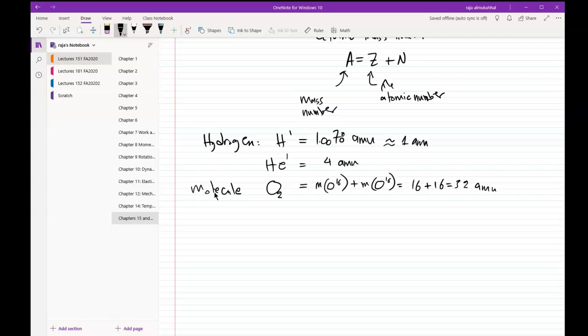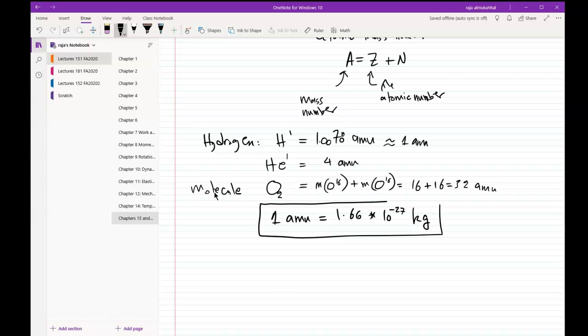1 AMU, just in case you need it, 1 AMU, atomic mass unit, is equal to 1.66 times 10 to the negative 27 kilogram, okay? I'm sure your chemistry teacher gave you this conversion in gram, but there it is, okay?